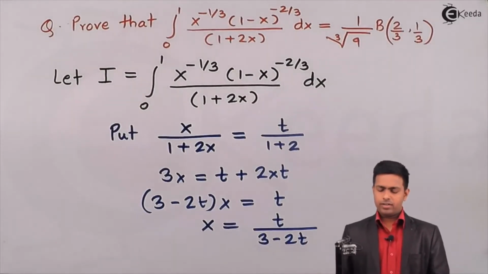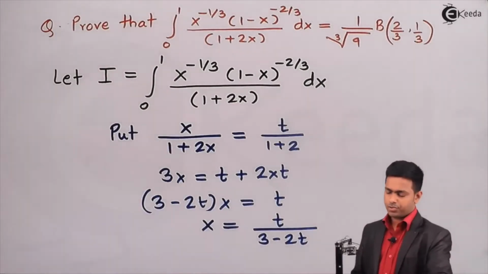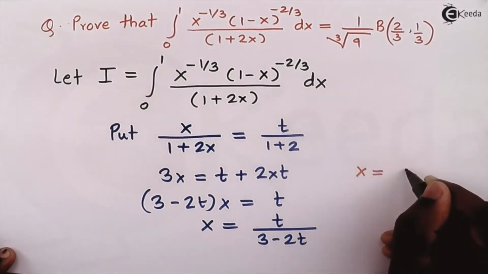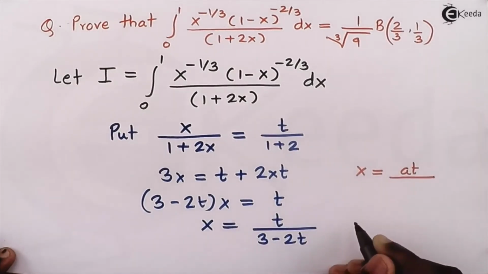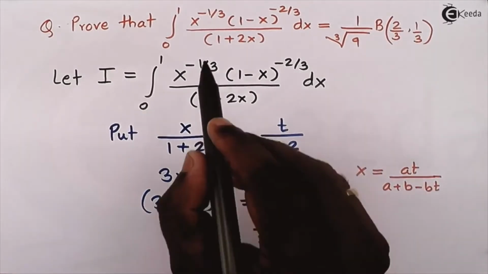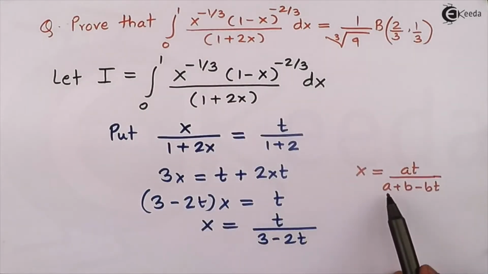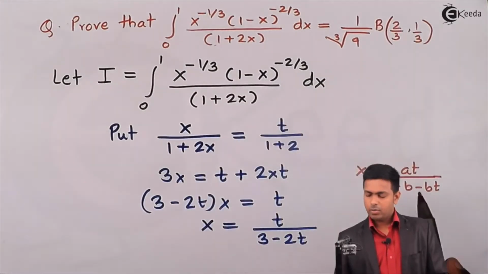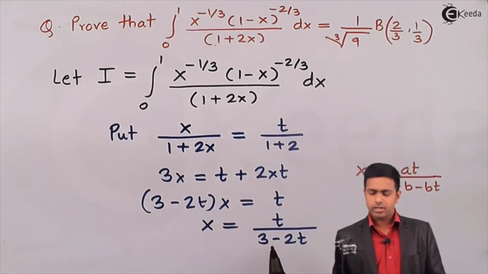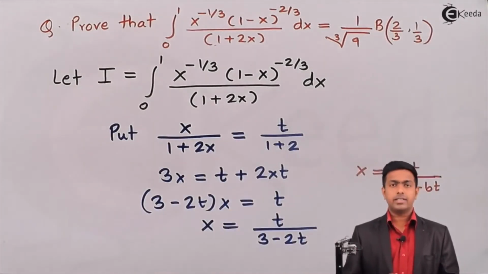If you want a different substitution, you can do it like this also. Here I'll show you that different substitution. You may say put x equal to at upon a plus b minus bt, where a and b are the numbers from the denominator. Here a is 1, so 1 into t is t, and a plus b, that is 1 plus 2, is 3, minus bt, where b is 2t. Either you do this substitution, or you may directly do the given substitution, that is x equal to t upon 3 minus 2t, to evaluate this integration.